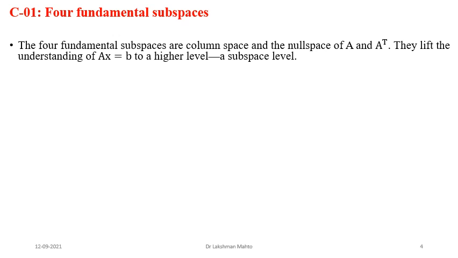Okay, and then the left null space happens to be the null space of A transpose. That means all those vectors which have been nullified by A transpose. So there are two column spaces and two null spaces. Simply you can say one null space of A and another null space of A transpose, and two column spaces, one column space of A and another column space of A transpose.